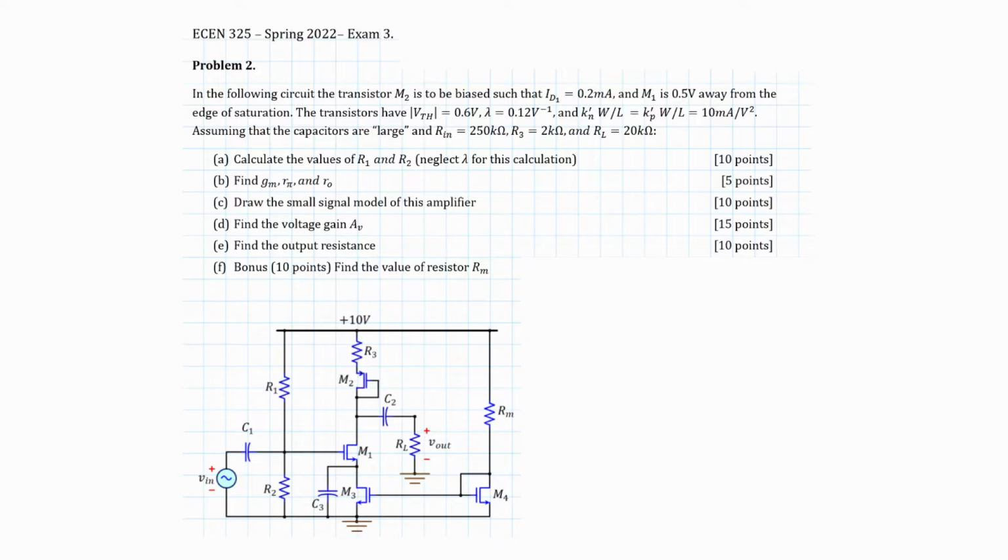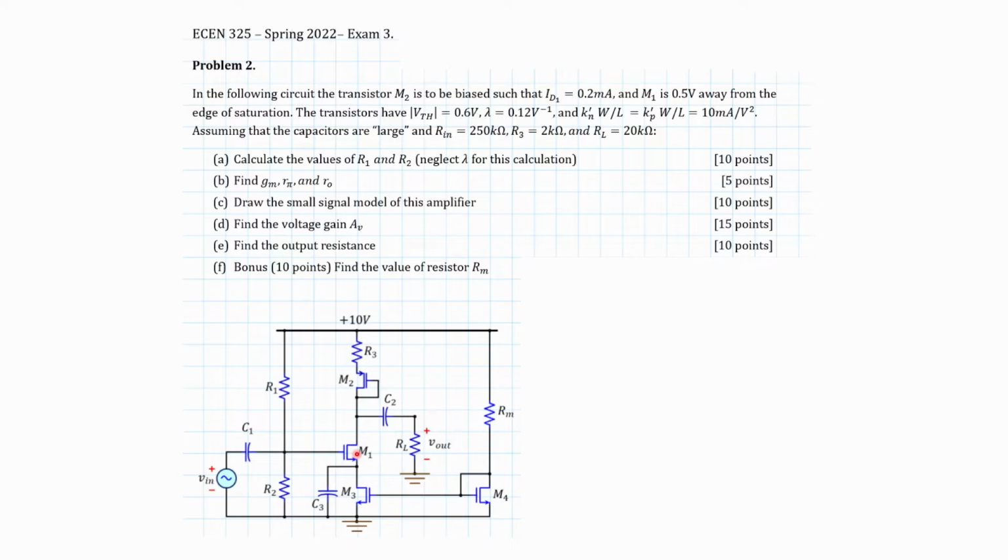And here we have a circuit with 4 transistors, and we are supposed to find some resistor values, some small signal values, and another resistor value. They tell us that ID1 is 0.2 milliamps. They tell us transistor M1 is 0.5 volts from the edge of saturation. They give us the threshold voltage, gamma, and K prime W over L.